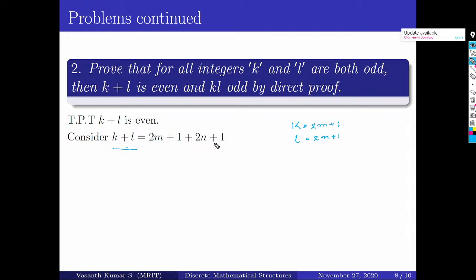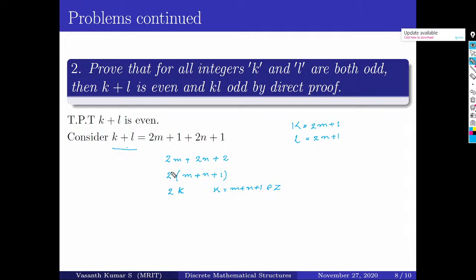2m plus 1 plus 2n plus 1 becomes 2m plus 2n, 1 plus 1 is 2. So it becomes 2m plus 2n plus 2. So I can take out 2 as common. You are left with m plus n plus 1. So I can define that as 2 times k, where k is m plus n plus 1, which belongs to integers.